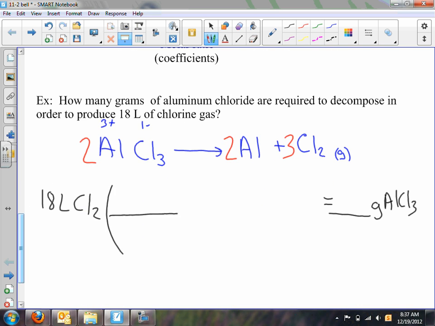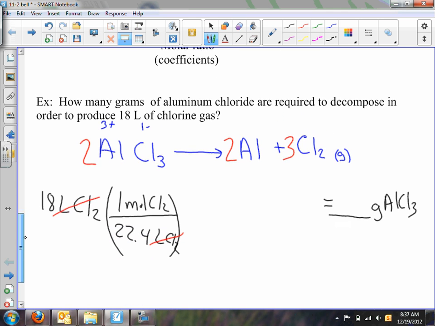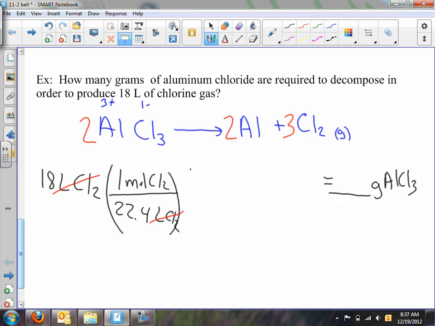First step is to change your given into moles of given. How do I get rid of liters? Well, I know that I can convert liters into moles with 22.4 liters of any gas equaling 1 mole if we're at STP, which we will assume we are. The liters of chlorine will cancel out. I now have moles of the given substance. Second step is to change moles of given into moles of unknown using the molar ratio, which comes from our coefficients.